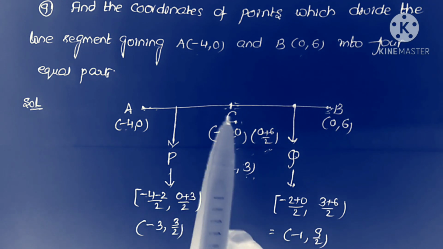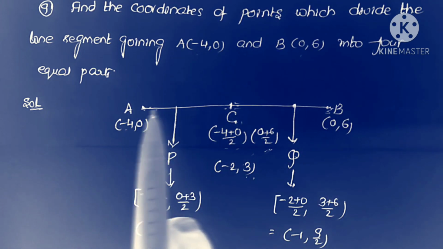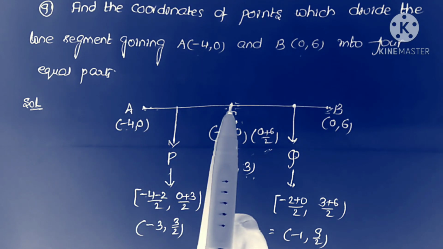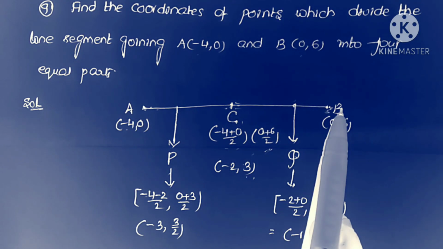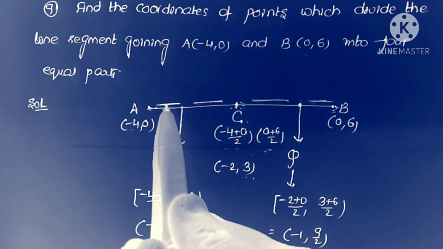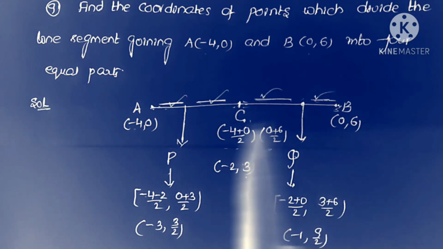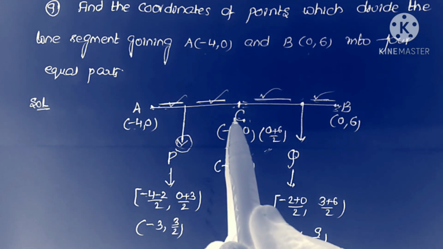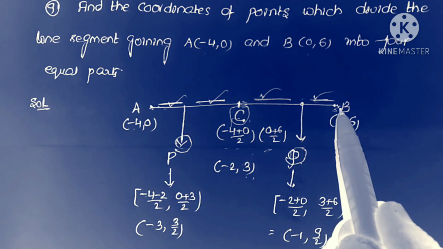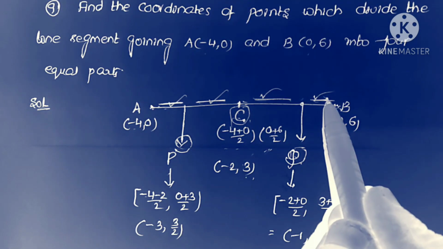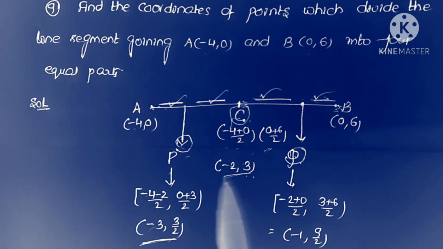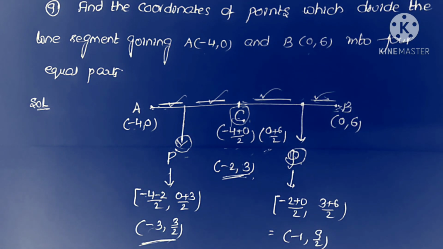So here C is the midpoint of AB, meaning C divides the line segment into 2 equal parts. P is the midpoint, so P divides this into 2 equal parts. Q divides this into 2 equal parts. So here 1, 2, 3, 4. We get 4 equal parts. That is, the points P, C, Q are the points which divide the total line segment into 4 equal parts. So these are the required answers: minus 3 comma 3 by 2, minus 2 comma 3, minus 1 comma 9 by 2.